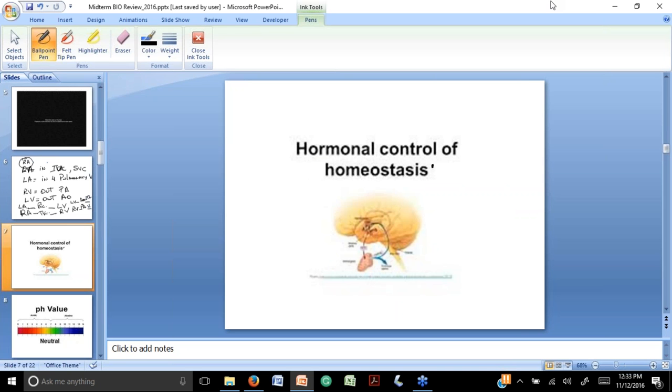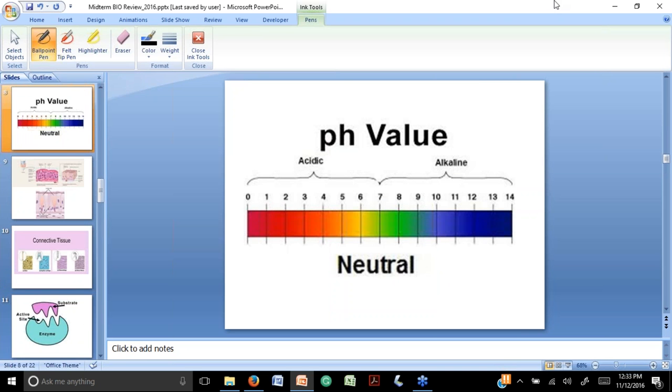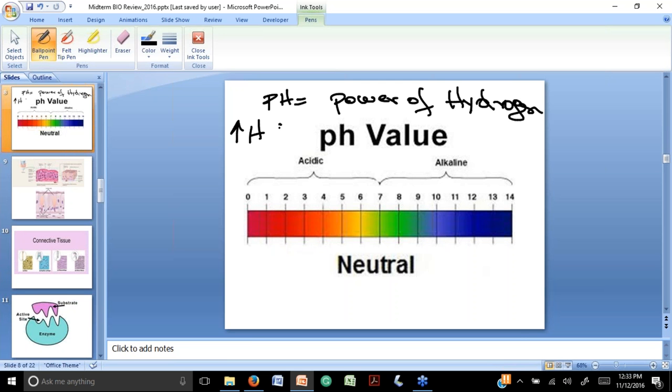So we already talked about it, remember all the examples that we were giving in class about the pH. Remember please the pH, what is pH? pH means power of hydrogen. The more hydrogen you have, the more acid, the lower the pH. So look at this, acidic. The most acidic number is zero. Two is hydrochloric acid, the stomach. Six is the urine. Seven is going to be the water. 12 is going to be pancreatic juice.